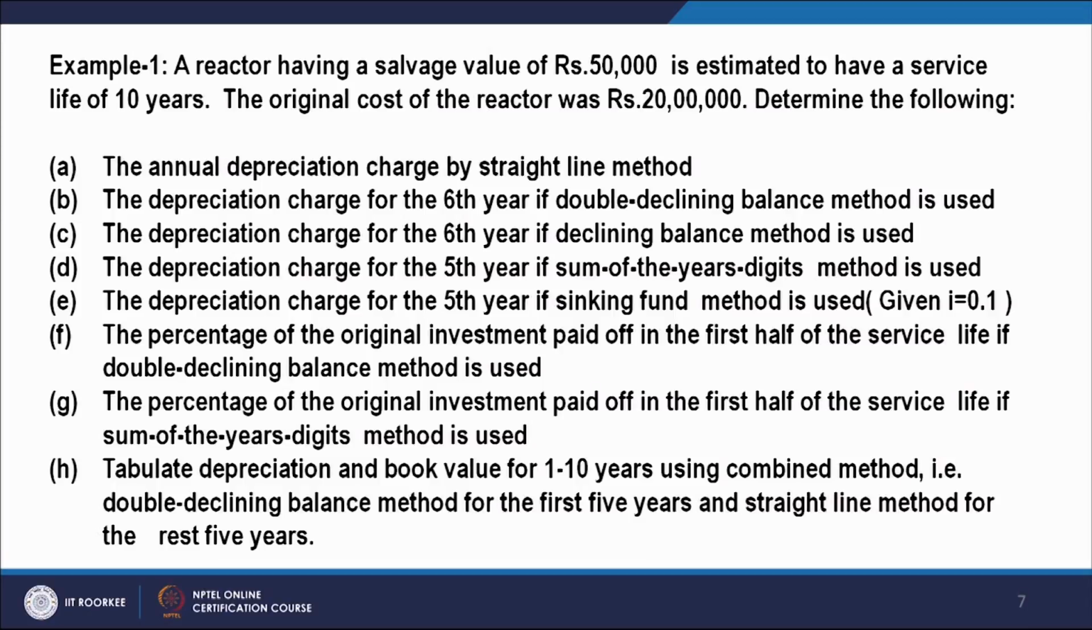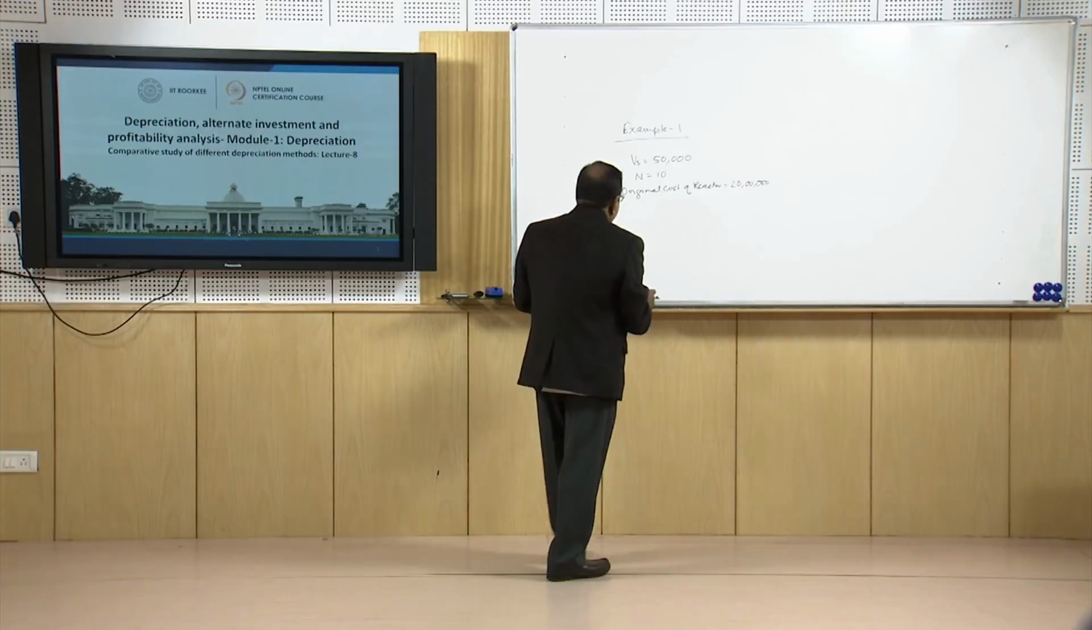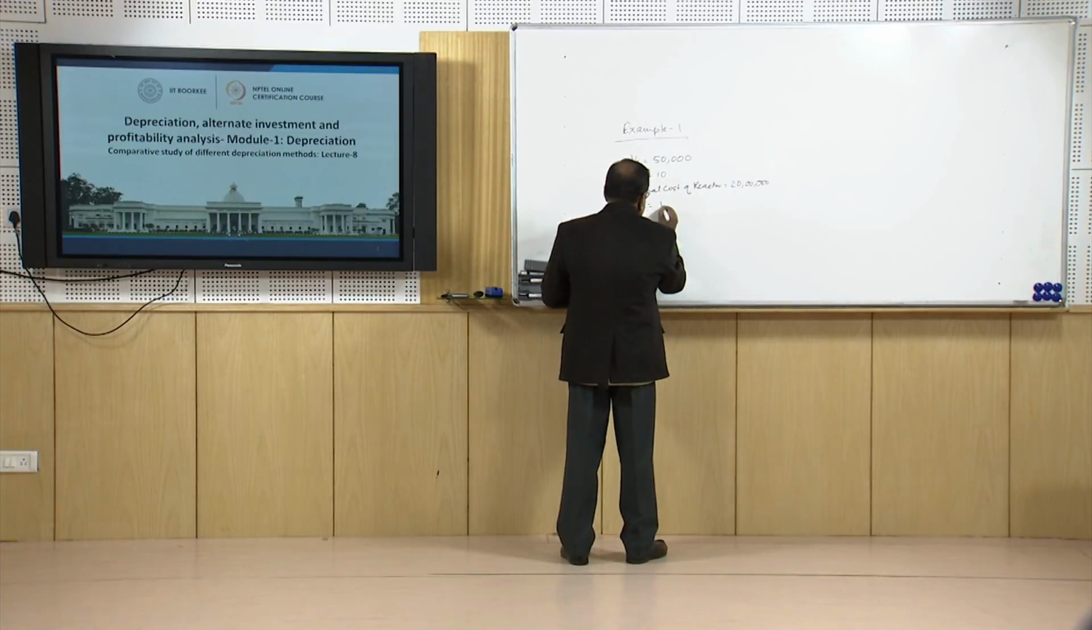G, the percentage of the original investment paid off in the first half of the service life if the sum of the years digit method is used, and finally H, tabulate the depreciation and book value for 1 to 10 years using the combined method, that is double declining balance method for the first 5 years and straight line method for the next 5 years. Now let us solve this. These are the given values, and interest rate I is 10%.